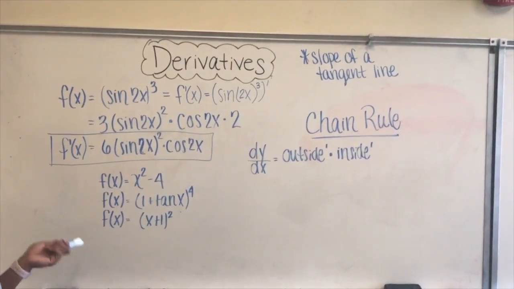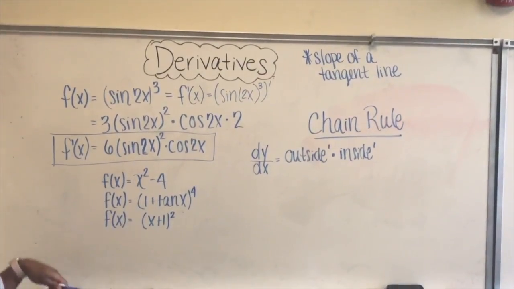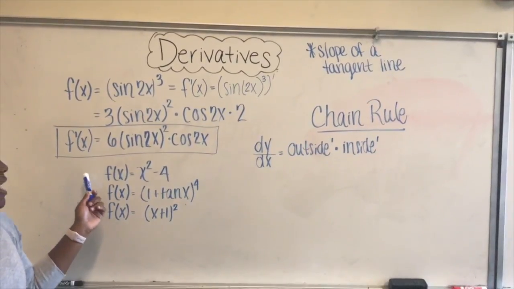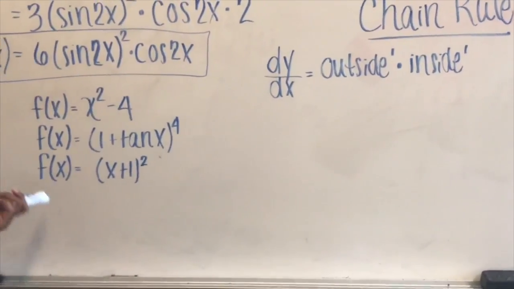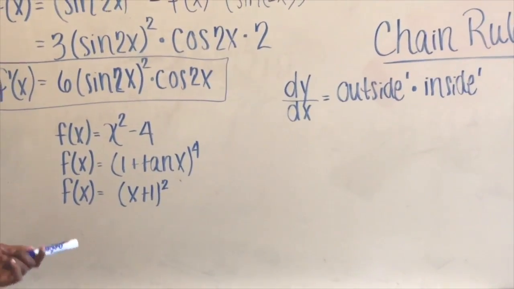And we're going to play a quick game of whether or not you should use the chain rule. So f of x equals x squared minus 4. You wouldn't need the chain rule because it's simple.